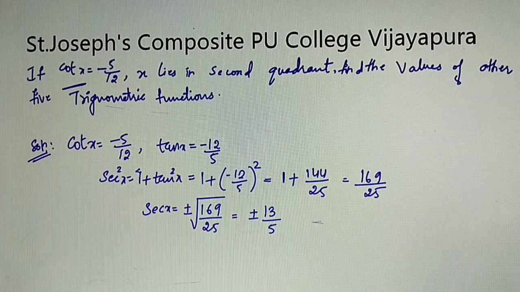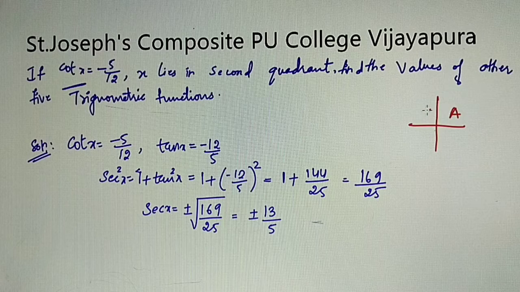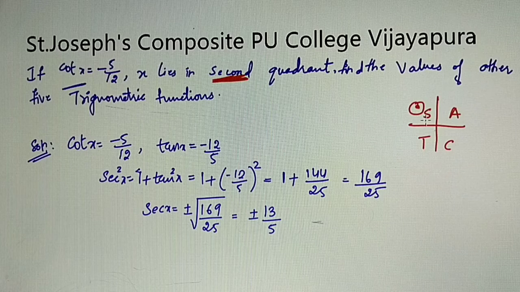So here we know the rule, that is called the ASTC rule again. In the first quadrant all the trigonometric functions are positive, in the second quadrant sine and cosec are positive, in the third quadrant tan and cot are positive, in the fourth quadrant cos and sec are positive. So here, look at the question, our x lies in the second quadrant where sine and cosec are positive, it means sec is negative, so we have to take sec x is equal to minus 13 by 5.